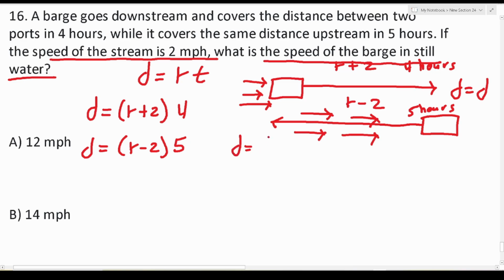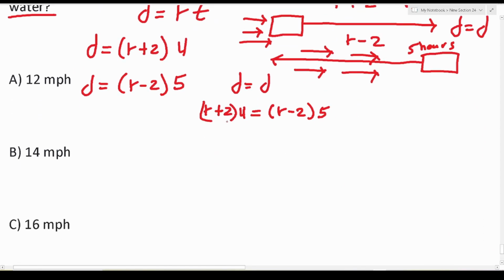Again, we have the same distances. This right-hand side of the distance formula tells you what d is. So this becomes this. R plus 2 times 4 must equal r minus 2 times 5. And now we've gotten rid of the d. Again, the distances are equal. So now all we have to do is solve for r.